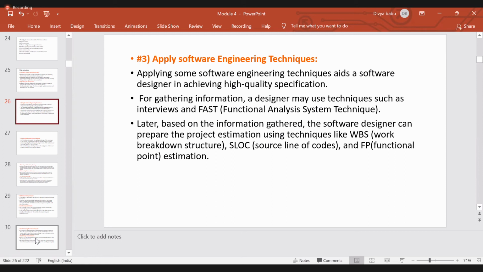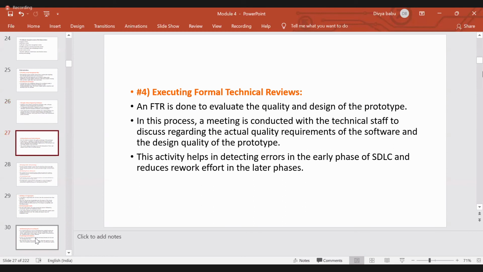Next is apply software engineering techniques. These techniques I will teach you. Okay. I didn't see them in your syllabus, but I will teach those. At least I will explain. It's better to learn how to find out the software project estimation, that you need to know.